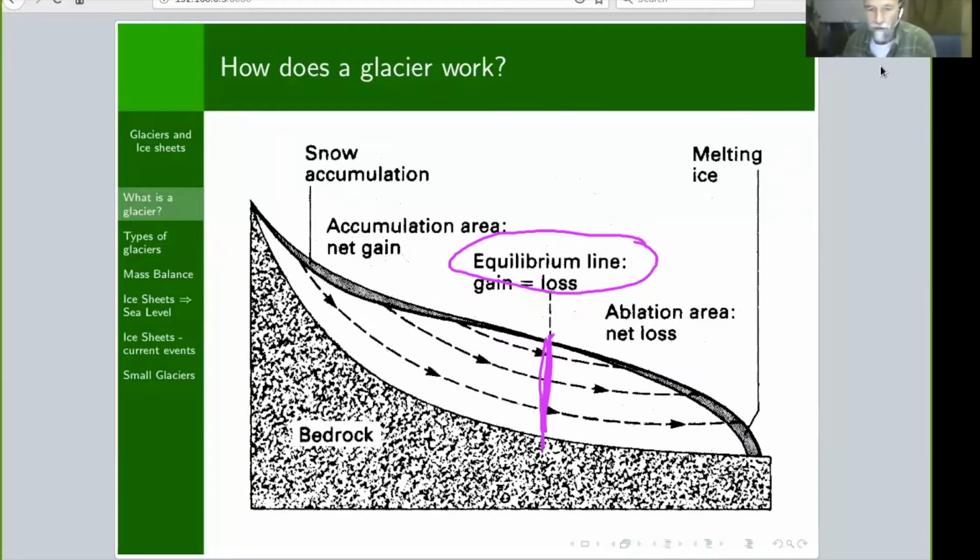So the equilibrium line then, it's really tempting to draw this equilibrium line as a vertical line through the glacier. And in fact, I got this image online, and so it's got this vertical line here. But really, that equilibrium line should be drawn horizontally.